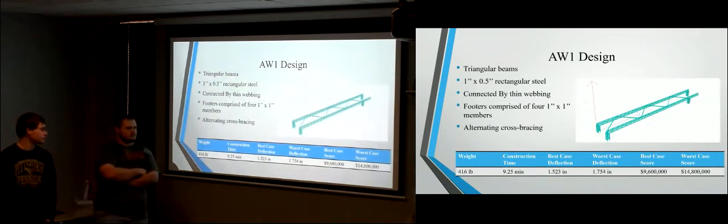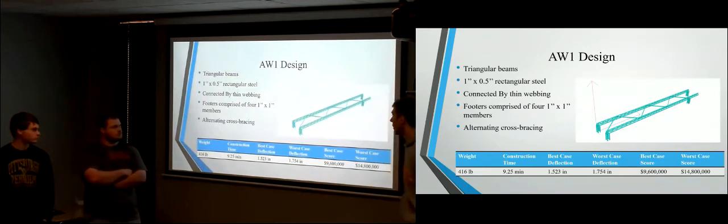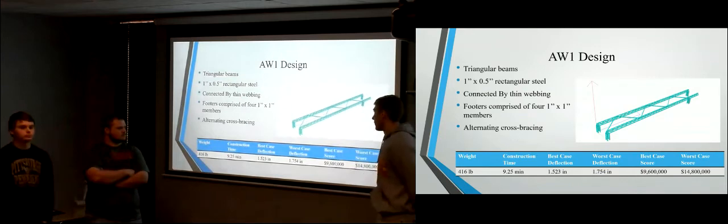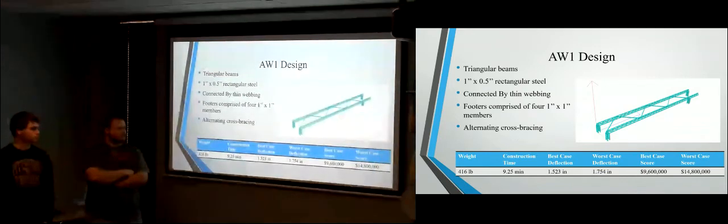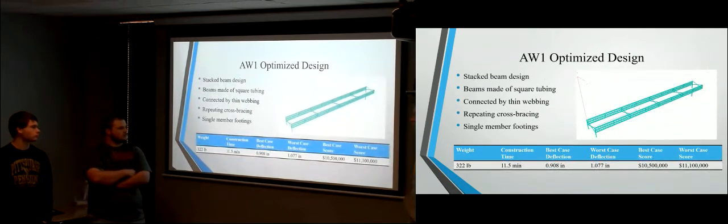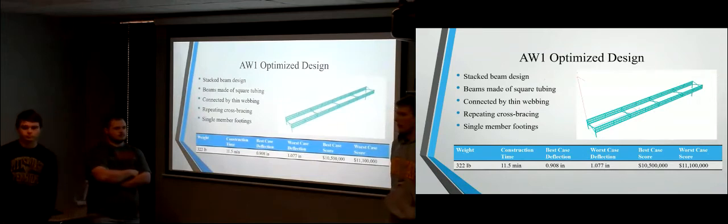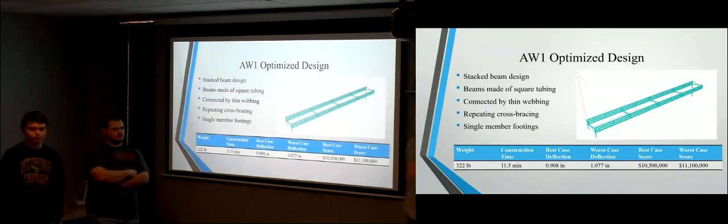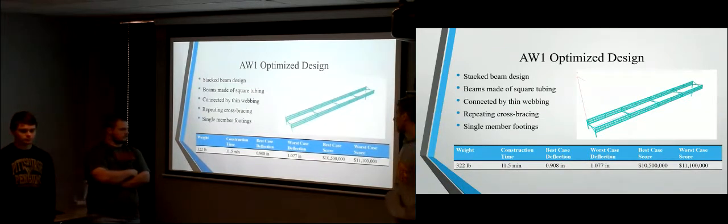I came up with 2 beam bridge designs. The first one is pictured here. It has a triangular section of beam and alternating cross bracing. The best case score was 9.6 million, and the worst case was 14.8. The next one was better because the moment of inertia of the cross section was higher when you account for the amount of material that was used. The best case score was 10.5 million, and the worst case was 11.1.